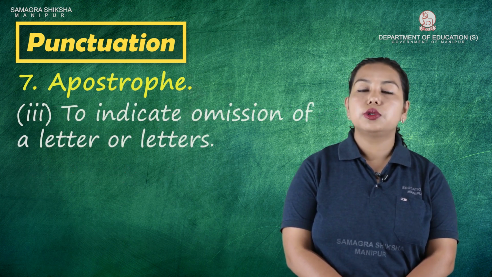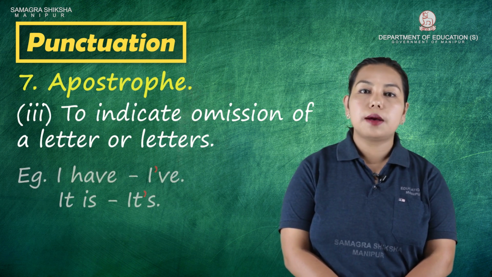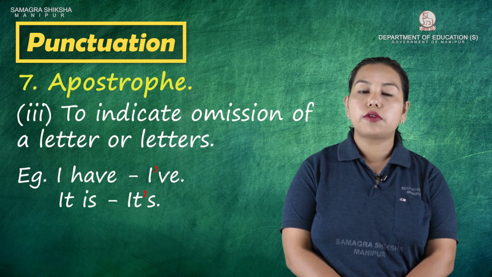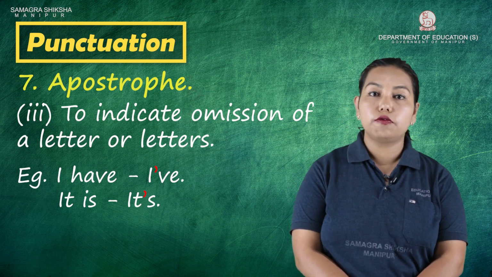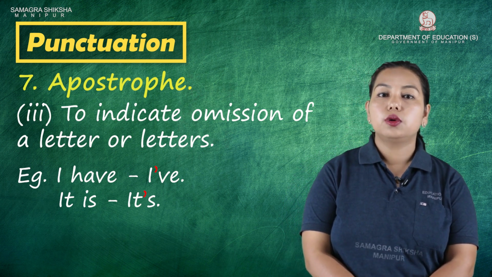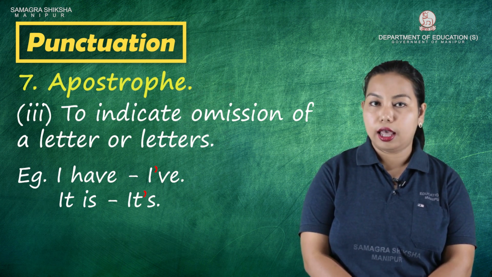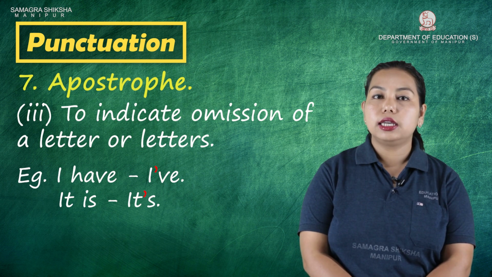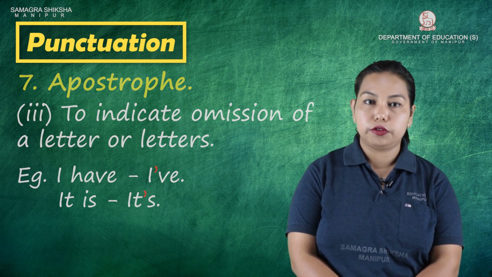Then the third use of apostrophe is to indicate omission of a letter. For example, I have. Instead of writing I have, we can write it in the shortened form, that is I've. So the apostrophe marks the missing letters H and A. Then instead of writing it is, we can write it's with the help of an apostrophe.